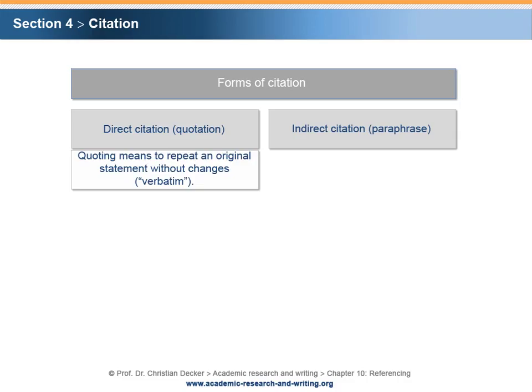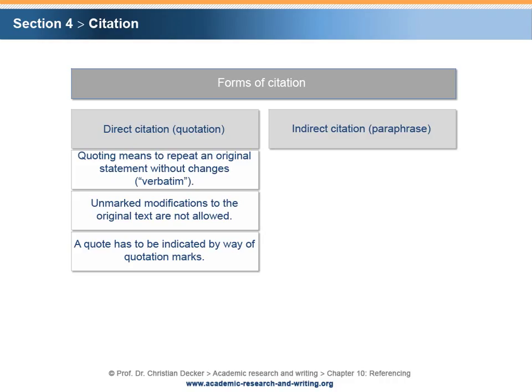Quoting means to repeat an original statement without any changes. The statement is cited verbatim. Unmarked modifications to the original text are not allowed. A quote has to be indicated by way of quotation marks.